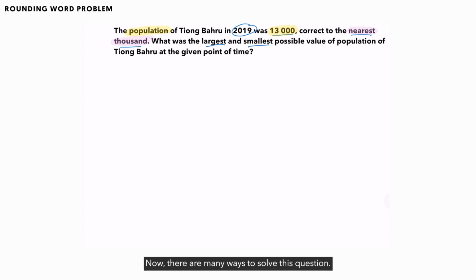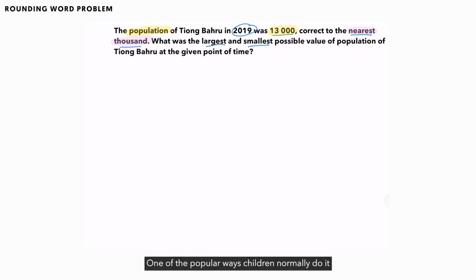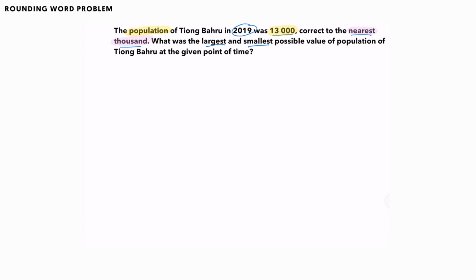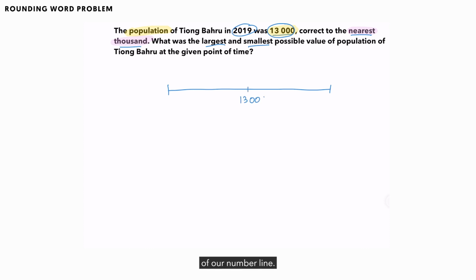Now, there are many ways to solve this question. One of the popular ways children normally do it is by guessing. They try to guess the numbers, but I have a very efficient way, so I'm going to show it to you. So first of all, we're going to draw a number line. So all of you follow me, draw a number line. And because it's already been rounded off to 13,000, 13,000 will be the number in the middle of our number line.